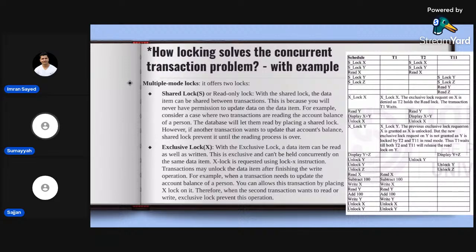For example, when a transaction needs to update the account balance of a person, you can allow this transaction by placing Xlock on it. Therefore, when the second transaction wants to read or write, exclusive lock will prevent this operation.